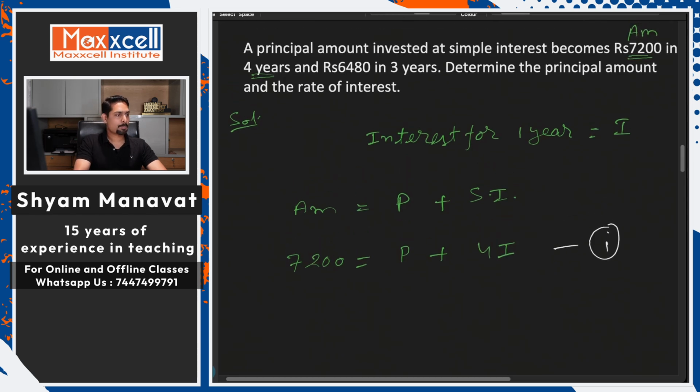Next equation: the amount is going to be 6,480 in 3 years. No problem, the amount is 6,480 on the same principal with 3 years of interest.